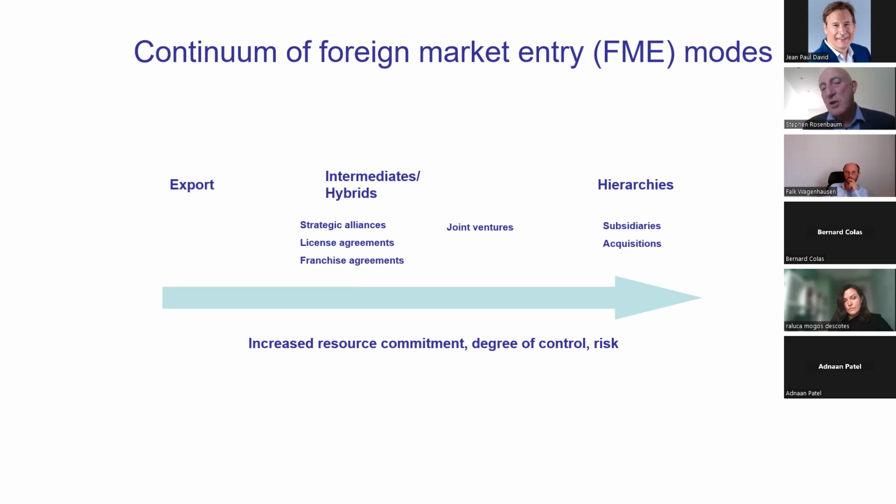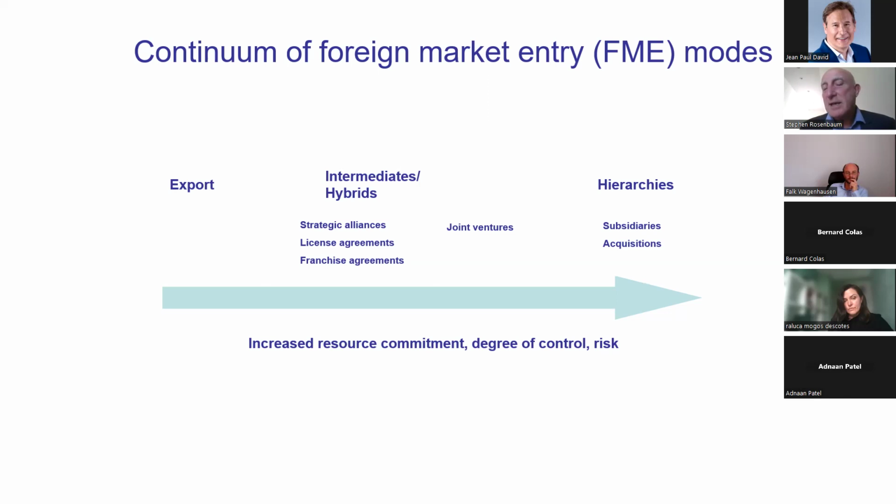It could also be that you choose some form of hierarchical mode of entry. That could be a subsidiary. You could have your own greenfield investment where you simply build a factory like they've just done in the UK or in China. It could be some form of acquisition. You take over a local oat milk producer or alternative milk producer and start producing them there. And as you move along the arrow here, you're committing more and more resources.